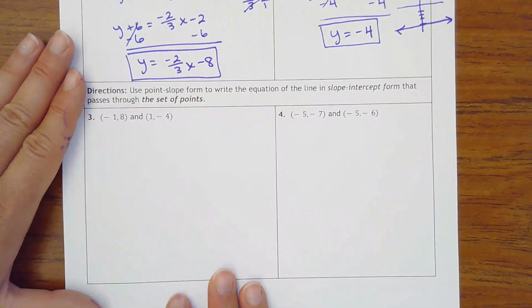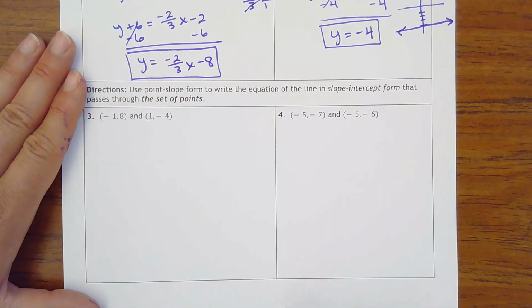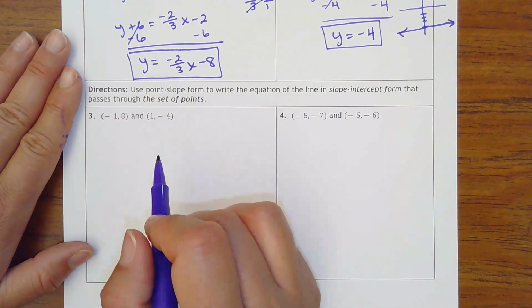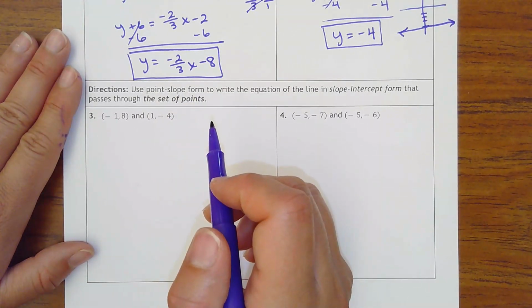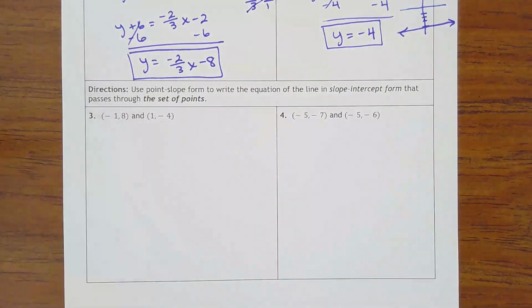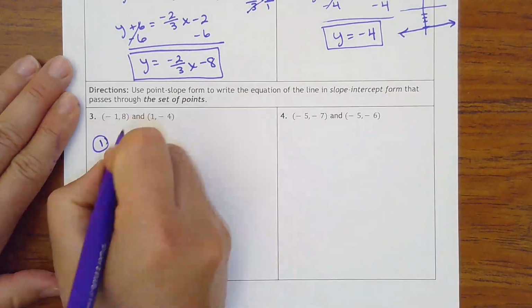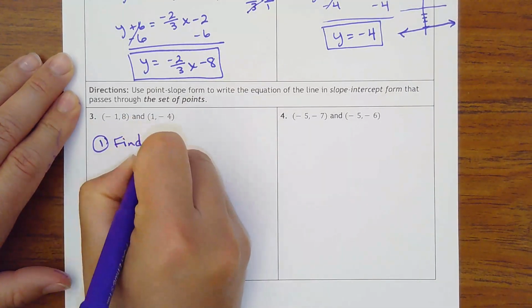Okay, so we've got one more level of these. It's like when they give you a slope and a y-intercept, you just plug it in. When they give you a point and slope, you have to plug it in point slope and simplify. When they give you 2 points, you have to first find a slope and then use your point slope form. So first step is to find slope.